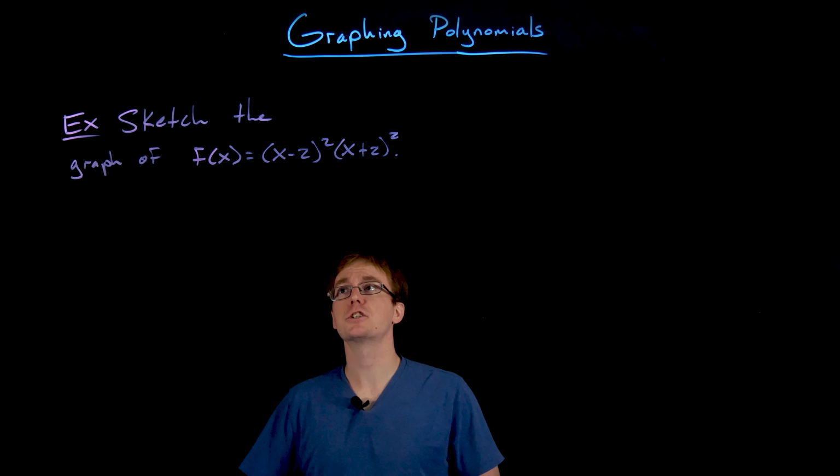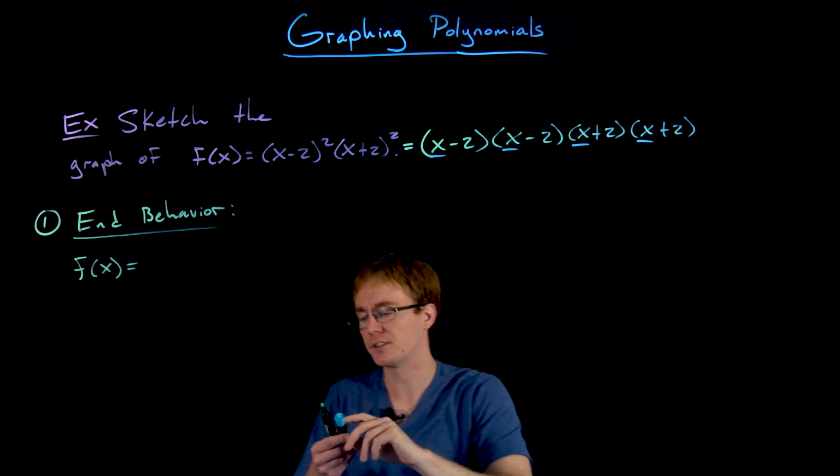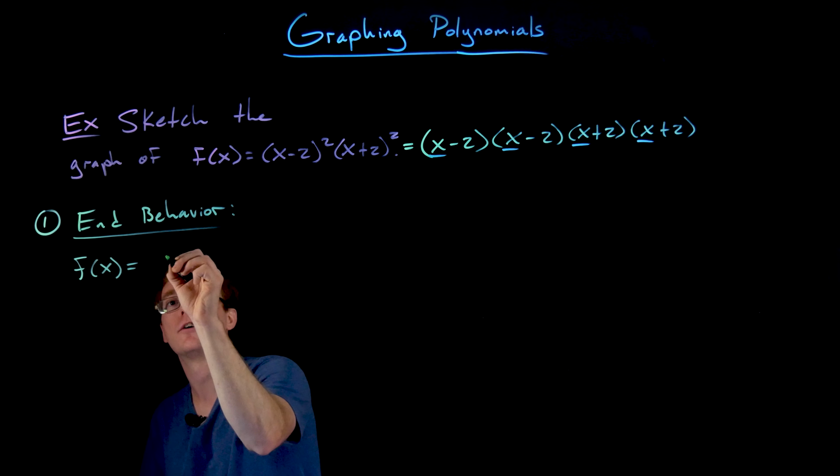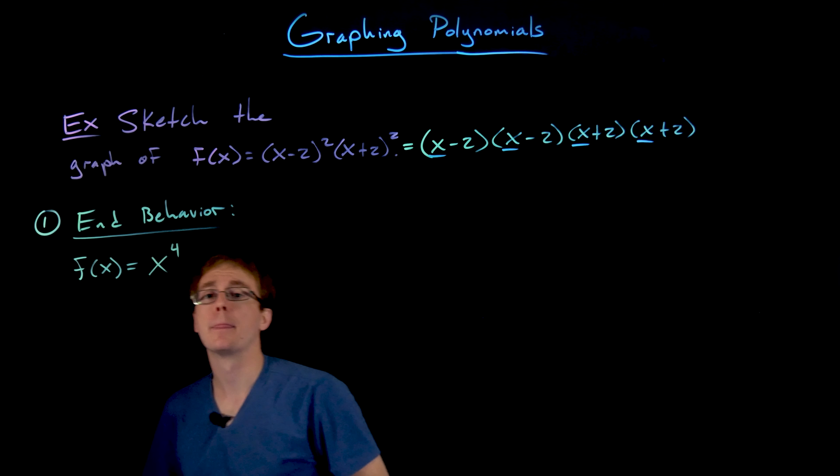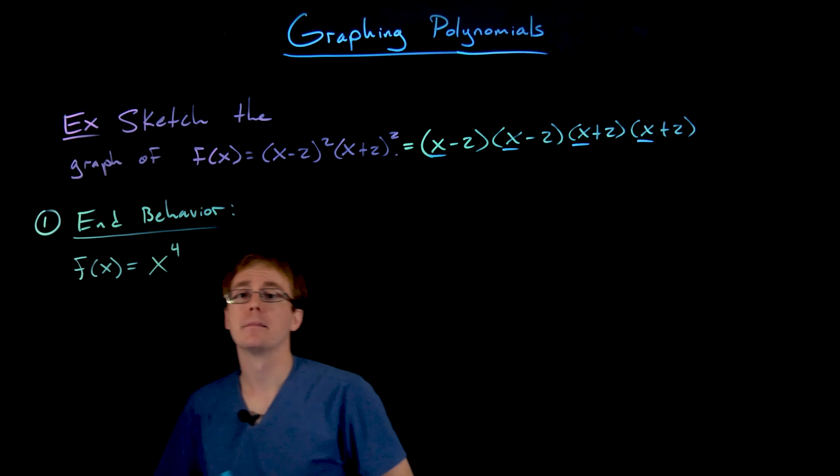We have two factors of x minus 2 and two factors of x plus 2. So if we take the leading piece or the biggest piece out of each of our four factors for this polynomial and multiply all those together, we get x times x times x times x. We get x to the power of 4. And so our leading term for our function f of x here is x to the 4th.